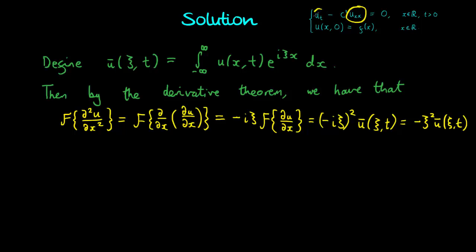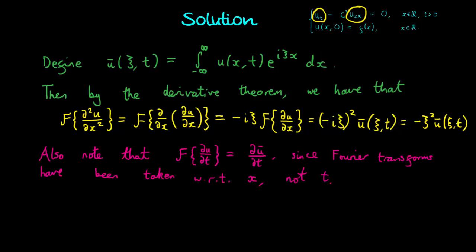Now let's have a look at the other term in the heat equation, so ut. If we want to take Fourier transforms of that with respect to x, then the Fourier transform of du by dt is just going to be d u bar by dt. We're not going to use the derivative theorem here because Fourier transforms have been taken with respect to x, not with respect to t, and so the derivative theorem isn't applicable if we're looking at derivatives with respect to t. So that's nice and simple.